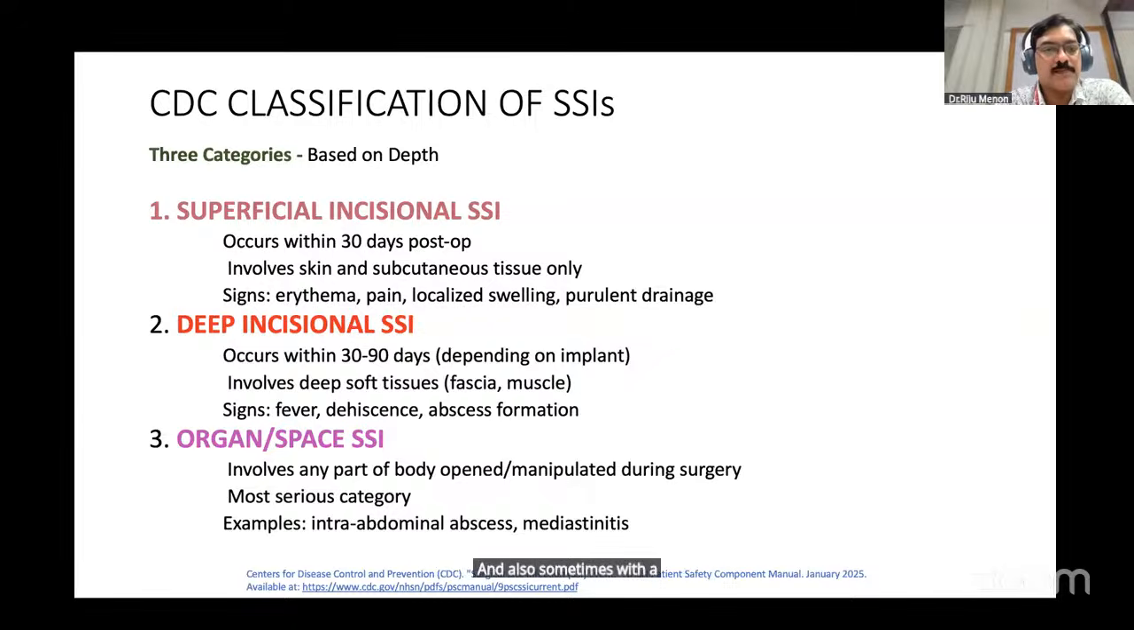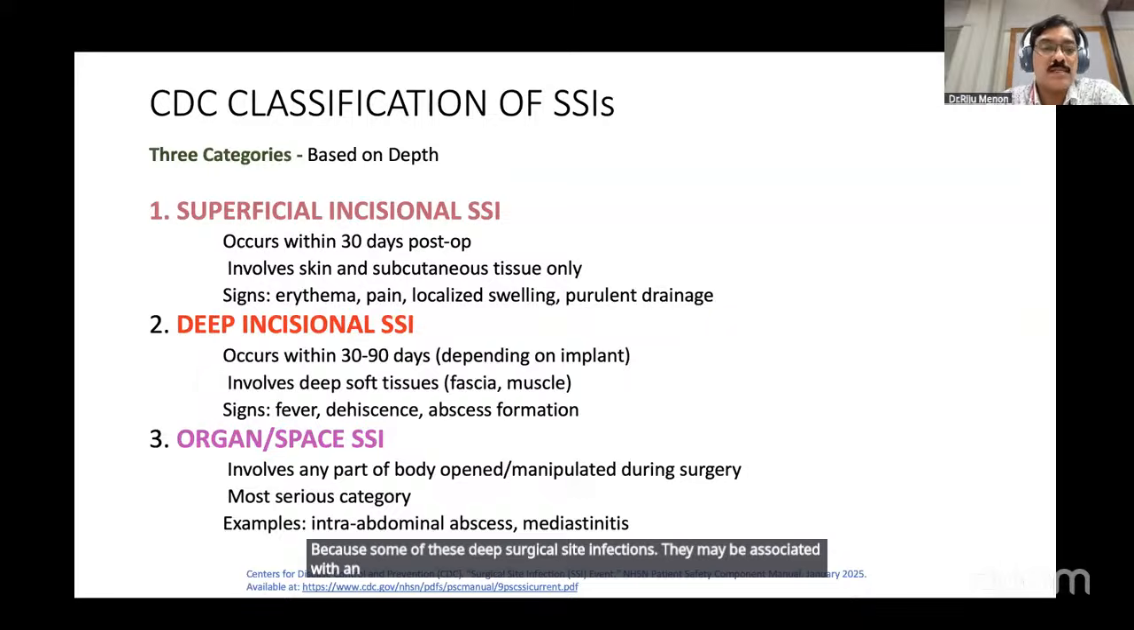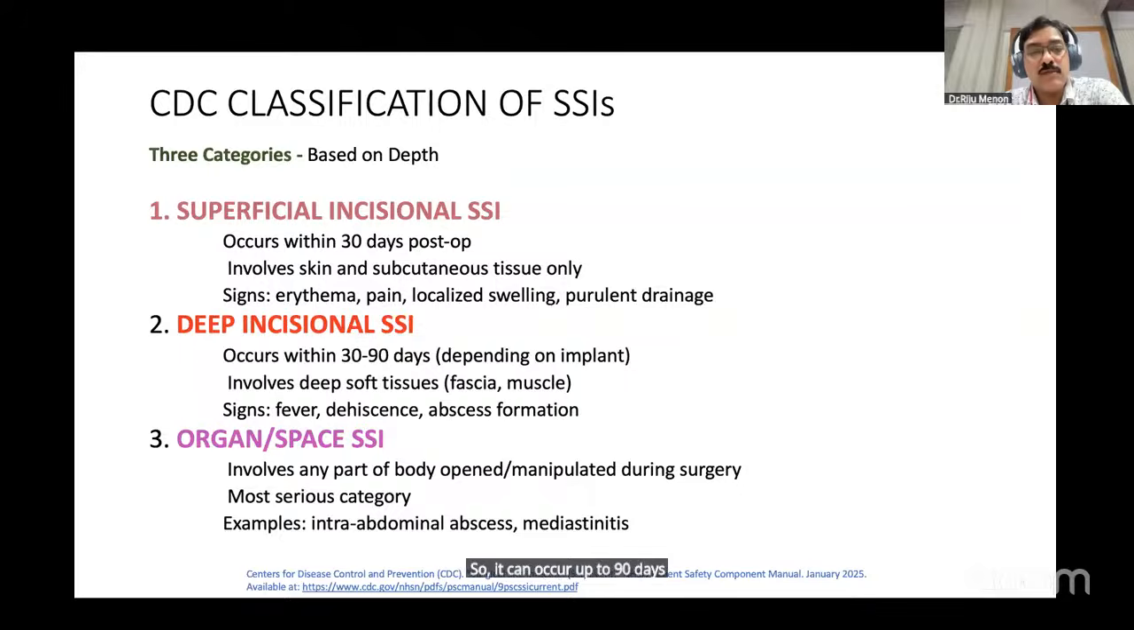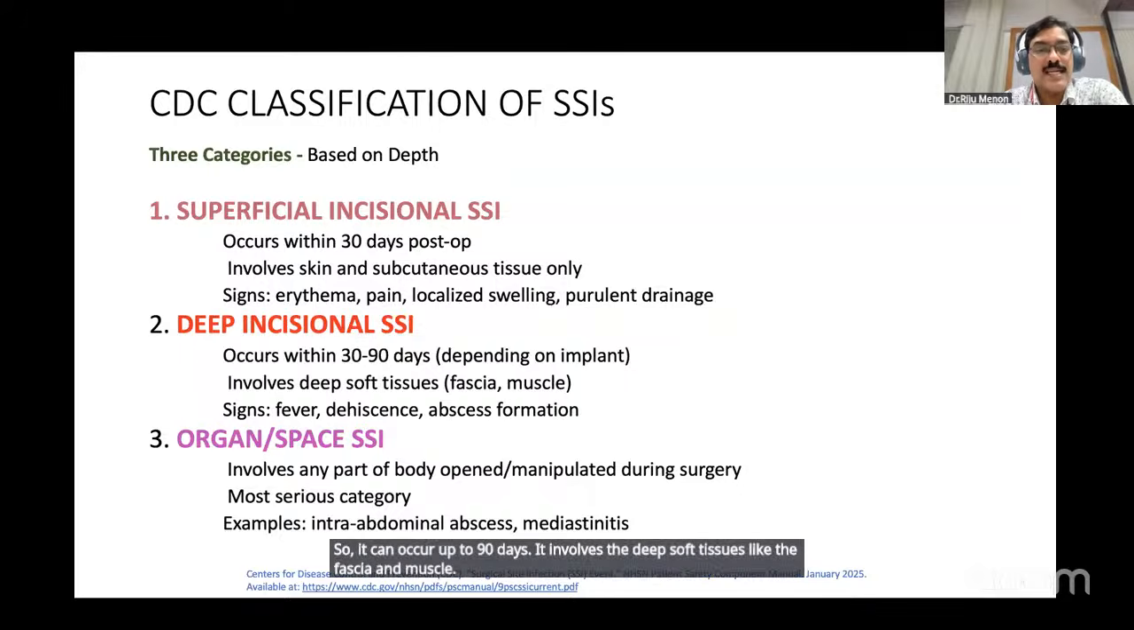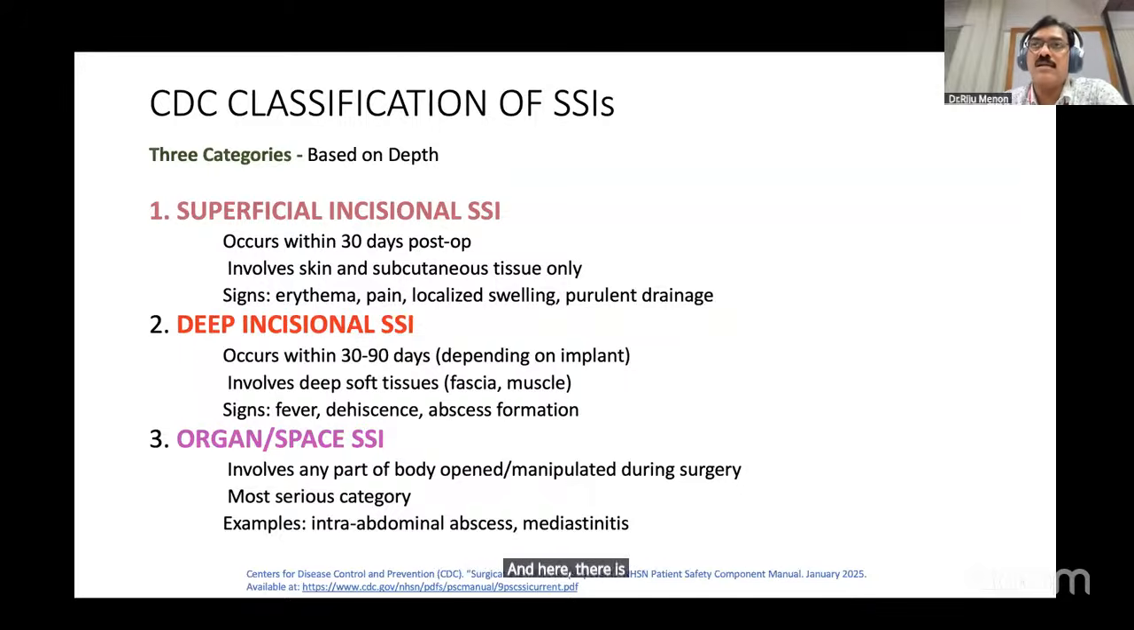The deep surgical site infections, unlike the superficial, can occur up to 90 days because some of these deep surgical site infections may be associated with an implant which may be kept in the body. So it can occur up to 90 days. It involves the deep soft tissues like the fascia and muscle. And here, there are no surface features. It is all more systemic, like fever, abscess formations, and there may be a dehiscence of the wound.